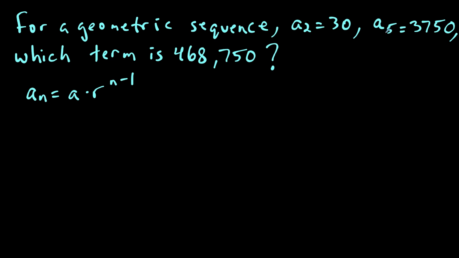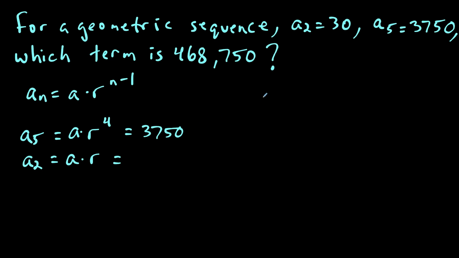So if we set up these formulas, let's say here I say a sub 2 is going to be equal to a times r to the 2 minus 1, or just r to the first. But if I were to run n equals 5 through this formula, that's going to give me a times r to the 5 minus 1, which is r to the 4. But now what could I do with this? a sub 5 is equal to 3750. So I could set up this equation here: a r to the 4th equals 3750. And then a times r is equal to 30.